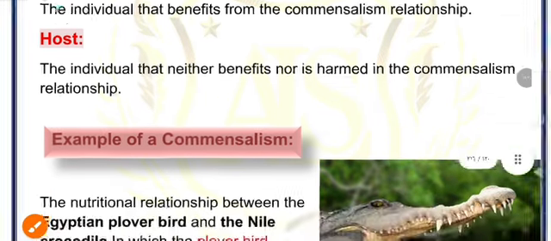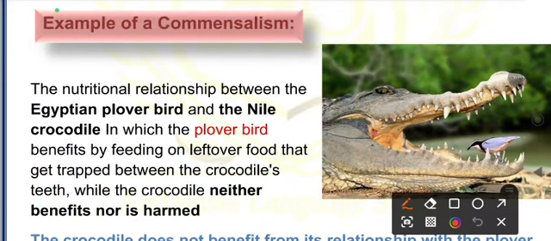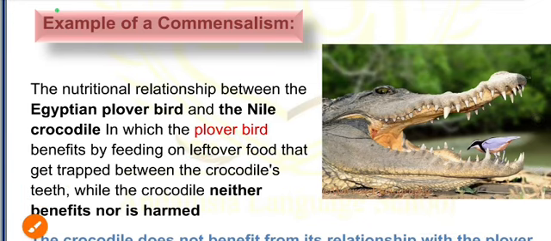Examples for commensalism. The nutritional relationship between Egyptian plover bird and Nile crocodile. The bird benefits from this relationship by feeding on the leftover food trapped between the crocodile's teeth. It takes the food from the teeth of the crocodile. And the crocodile neither benefits nor is harmed because it will not die without cleaning its teeth. So it doesn't benefit nor harm it. So it's a commensalism relationship.